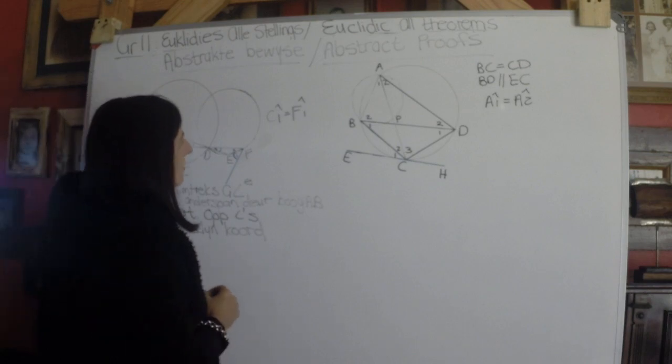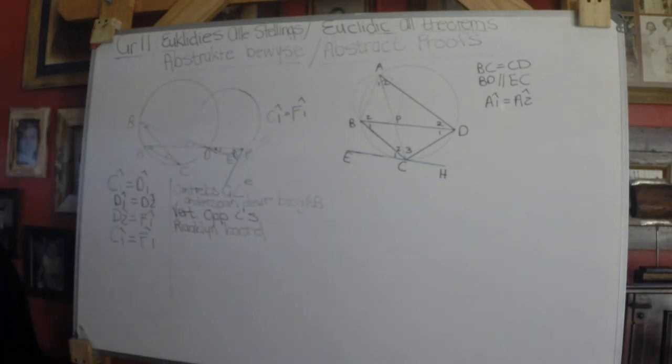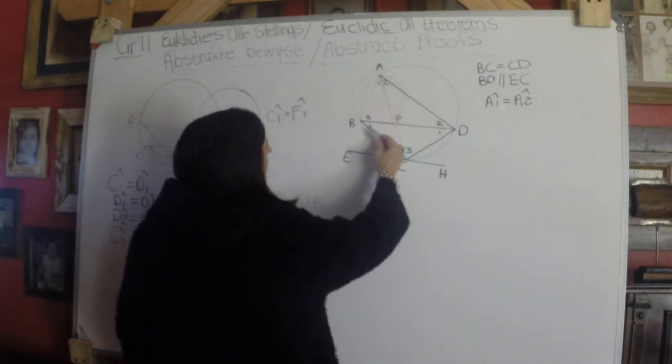Opposite angles, if you add it, they are 180, but let's just leave that for now. So let's start with our bow ties.